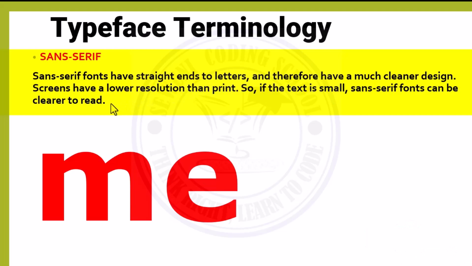Screens have a lower resolution than print. So if the text is small, unlike the other one that has very large text, the serif is the one mostly used for lengthy text. The sans serif has to do with when the text is small. It is easier to read when the text is not too many. But if the text is many, the one that is easier to read is the serif.